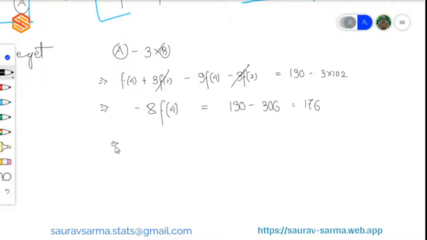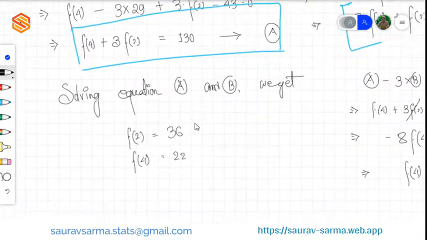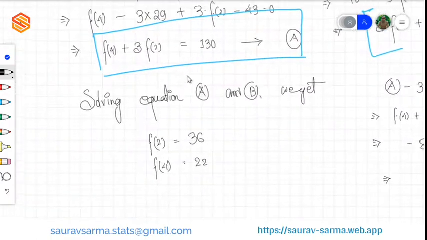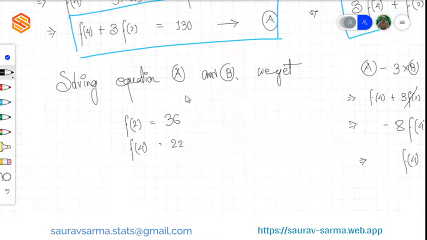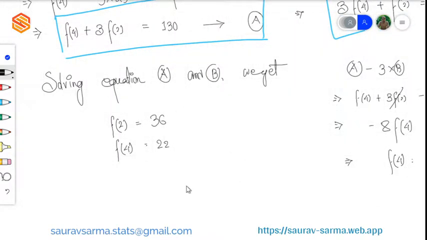Okay, so this implies, the minus sign on both sides will cancel out, so f of 4 is equal to 176 divided by 8, which is equal to 22, right? So here, wherever you have f of 4, you substitute f of 4 equal to 22.